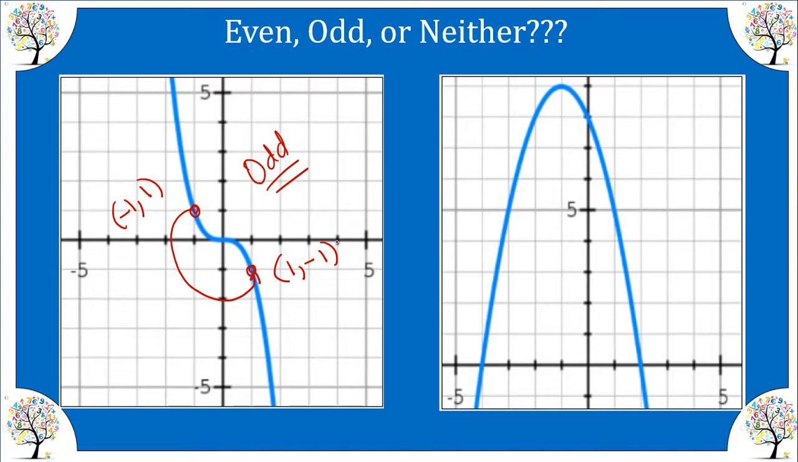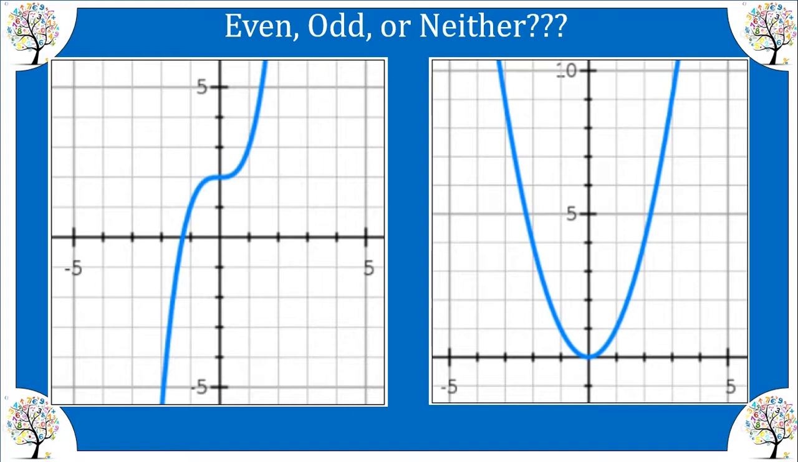We have opposite outcomes. Here we can see that this parabola has shifted up to the left some. It is not symmetrical about the y-axis. Therefore, this is neither. Our cubic this time is shifted up. It's not going to go through the origin. And so we can see this is neither.